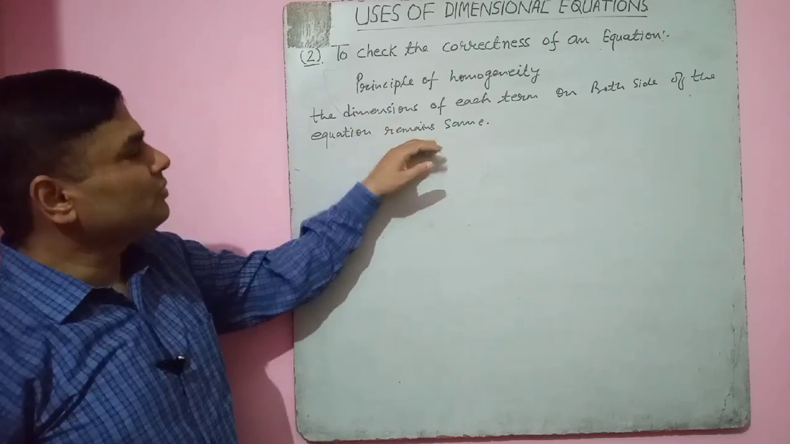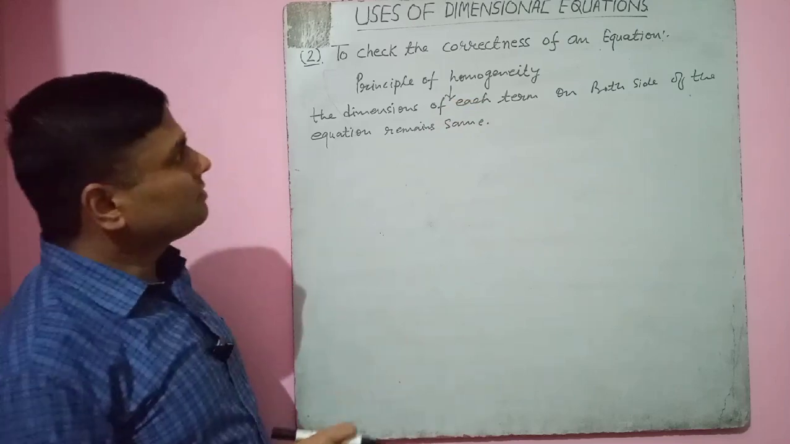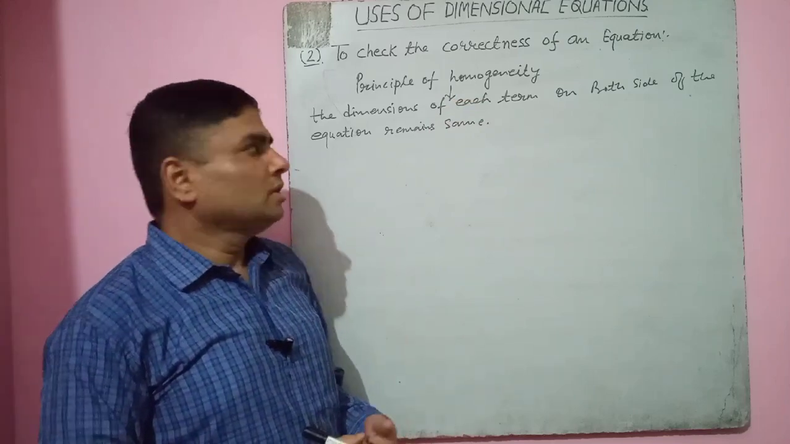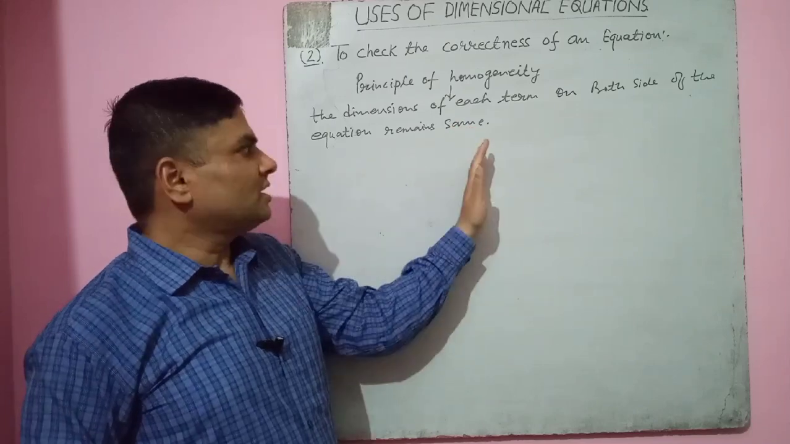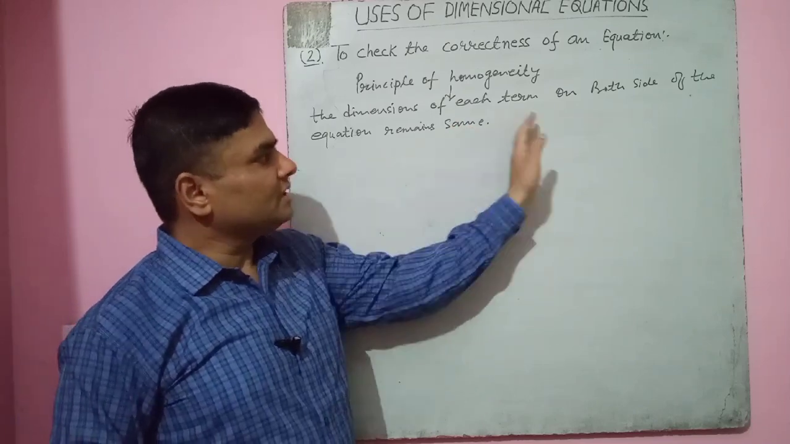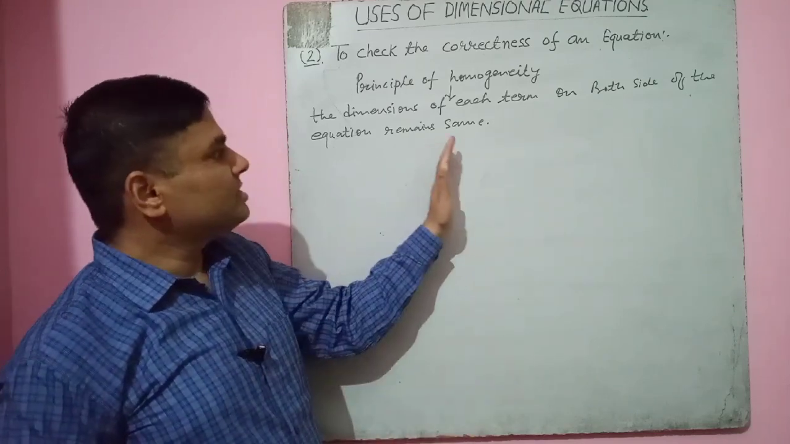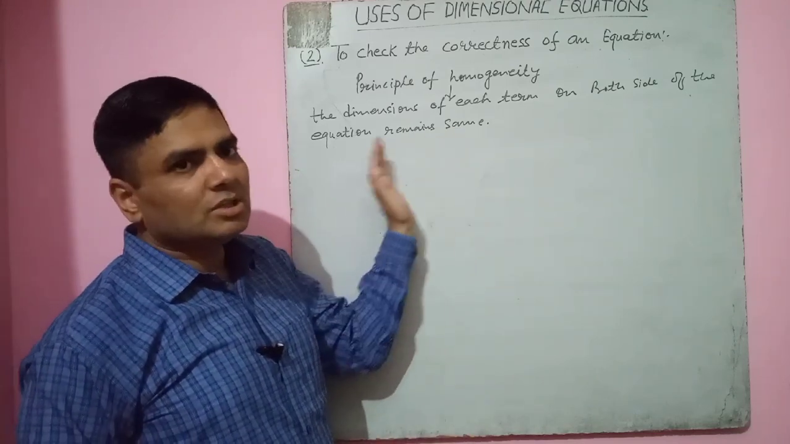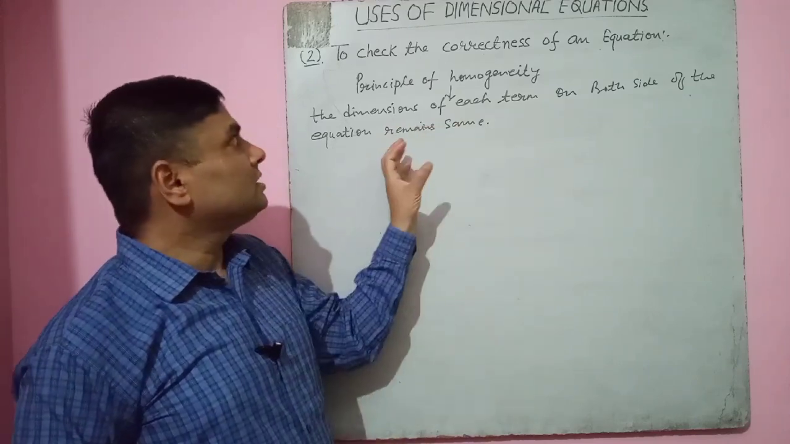We apply this principle of homogeneity to check whether the given equation is correct or not. Actually we write the dimensions of the equation first on the left hand side, and then on the right hand side. If the dimension of the equation on the left side is equal to the dimension of the equation on the right side, then the equation is right.